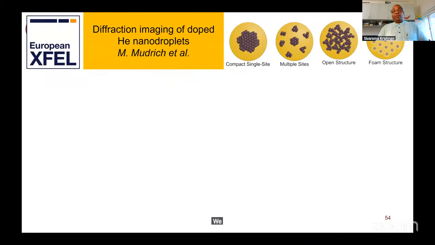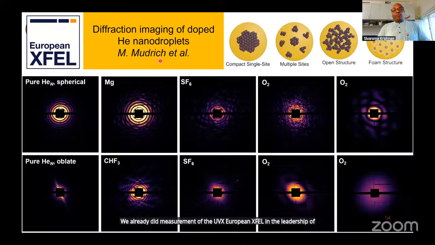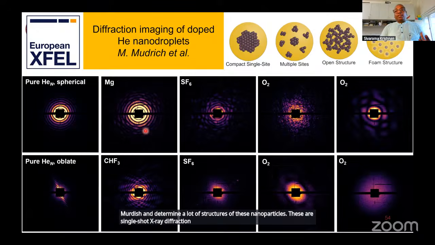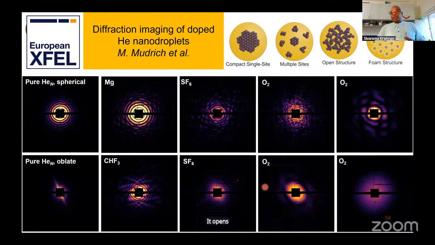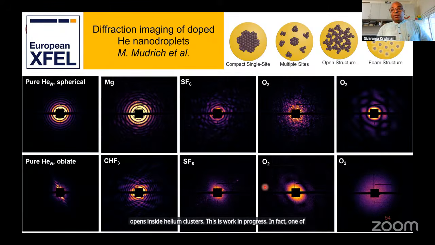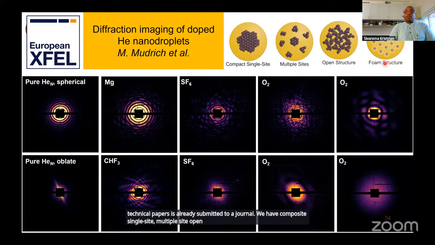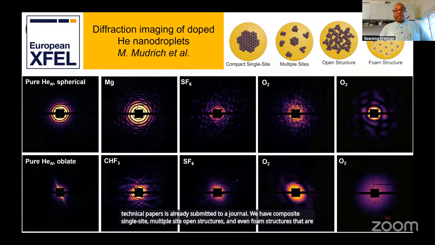We already did measurements at the European XFEL under the leadership of Marcel Mudrich, and determined a lot of structures of these nanoparticles. These are single shot X-ray diffraction images of magnesium, SF6, oxygen, and other dopants inside helium clusters. This is work in progress. In fact, one of the technical papers is already submitted to a journal. We have composite single site, multiple site, open structures, and even foam structures that are visible in these diffraction images.